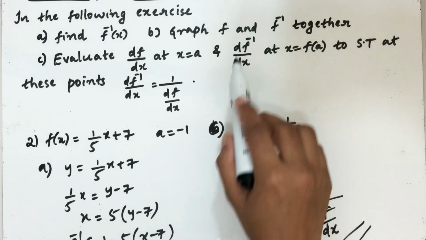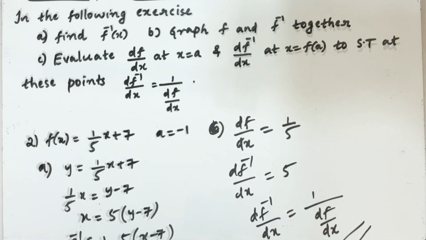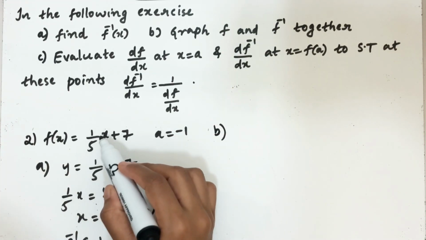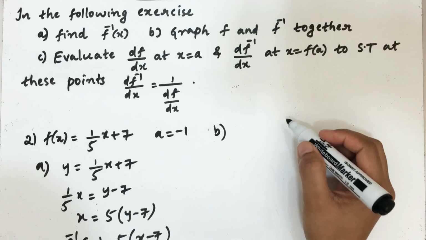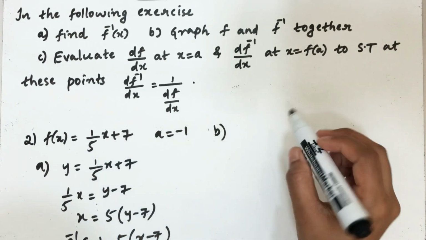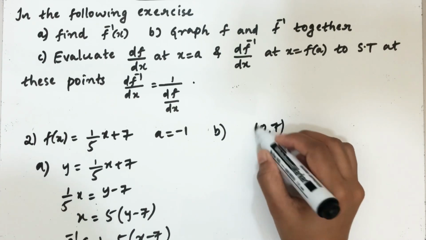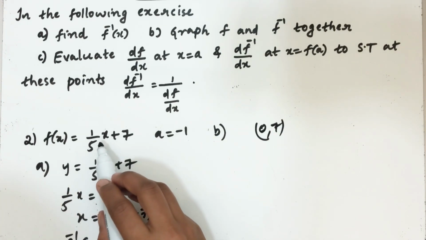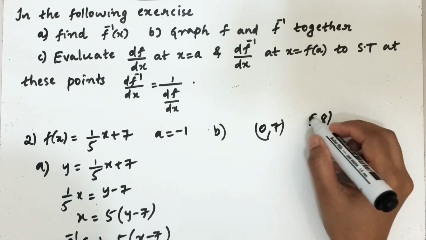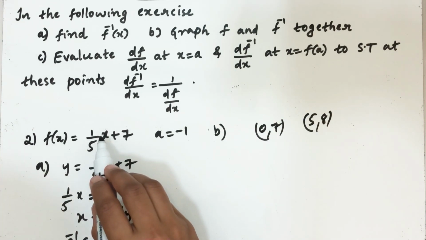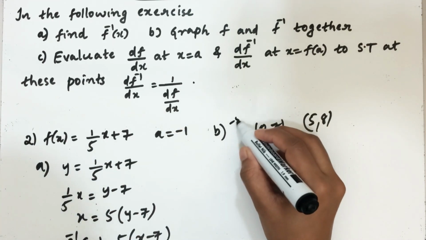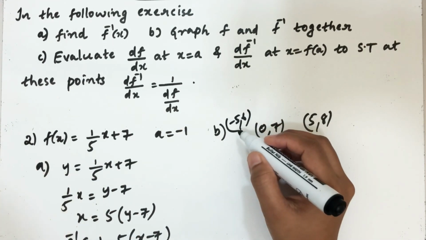Now we can graph f and f inverse. To graph f, we can find the points. When x is equal to 0, the point is 1 by 5 into 0 plus 7, that is 7. 0, 7 is a point. When x is equal to 5, 1 plus 7, that is 8. 5, 8 is a point. When x is equal to minus 5, we get minus 1 plus 7, that is 6. So minus 5, 6 is a point.